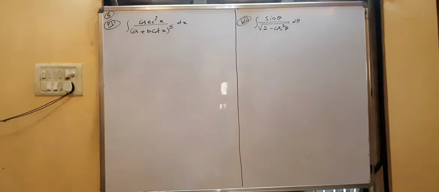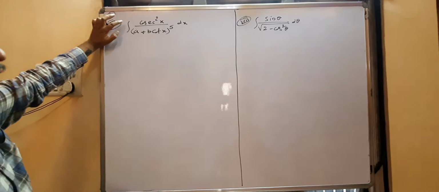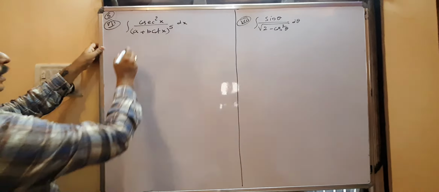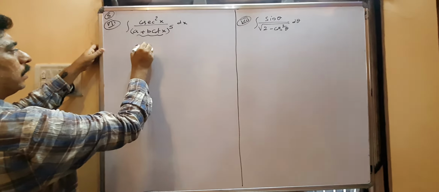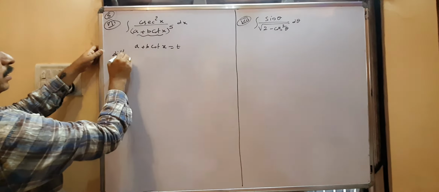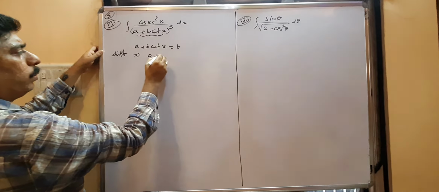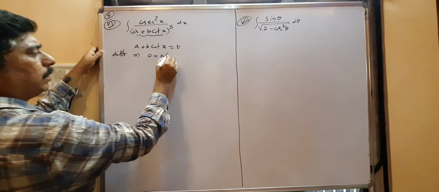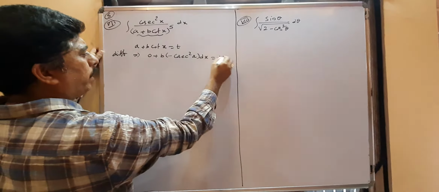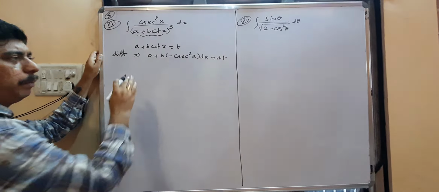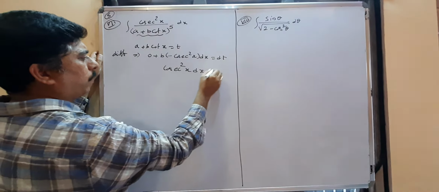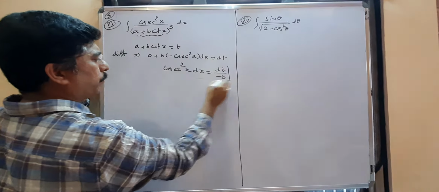Coming to the next question. Integral of cosecant square x by a plus b cot x whole power 5. Take this a plus b cot x as t. You have to differentiate it. Derivative of a is 0, plus b into the derivative of cot x, which is minus cosecant square x, dx equal to dt. Minus b, bring to the right hand side. Cosecant square x dx equal to dt by minus b.